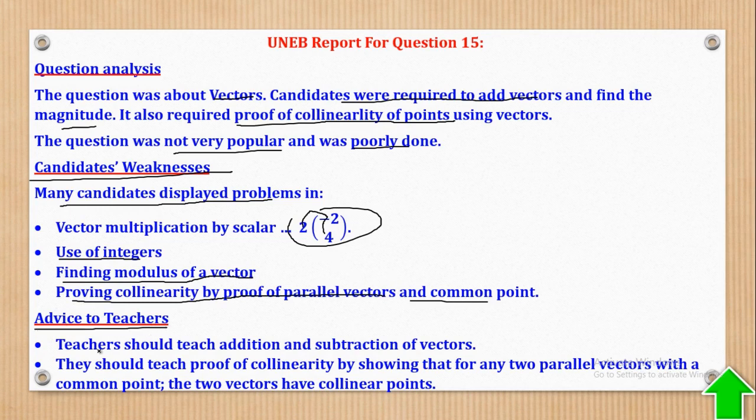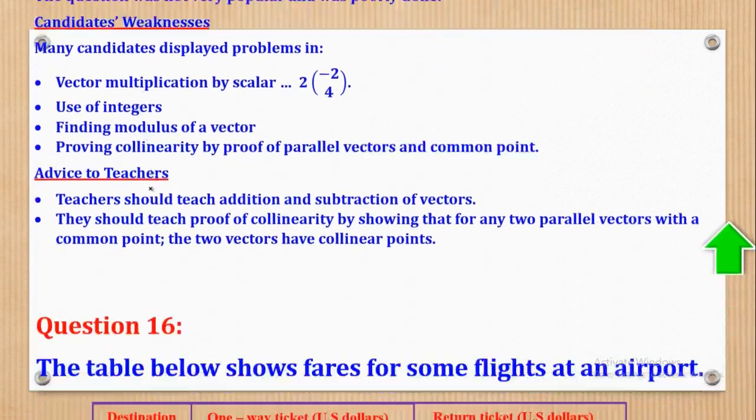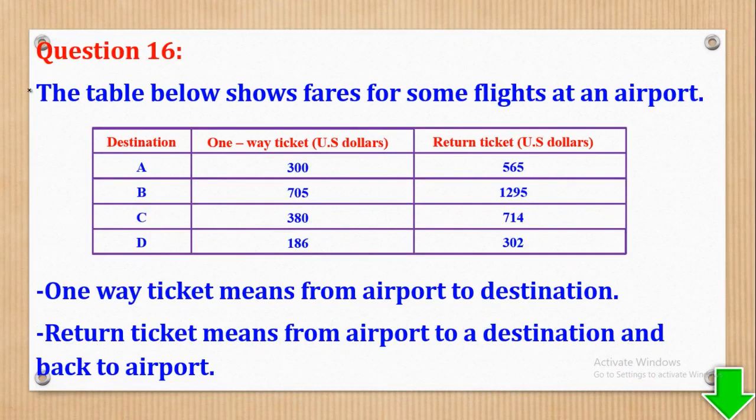Now the advice to teachers is that teachers should teach addition and subtraction of vectors. They should teach proof of collinearity by showing that for any 2 parallel vectors with a common point, those 2 vectors have collinear points. So that was question 15. Now we shall go to question 16.